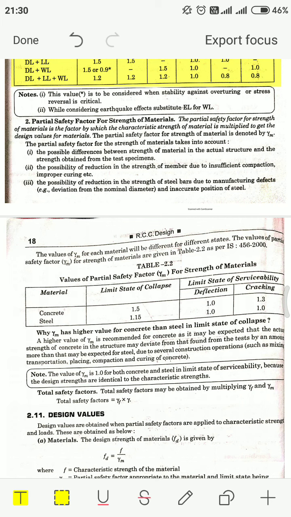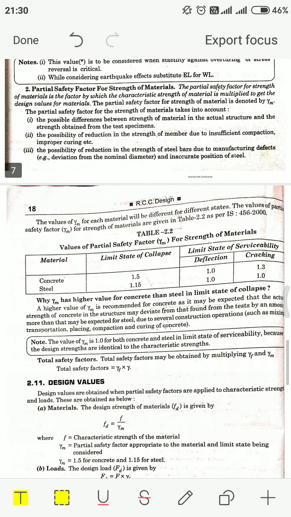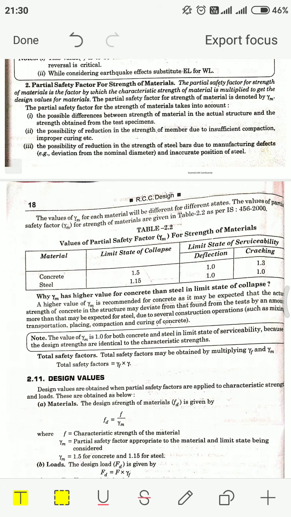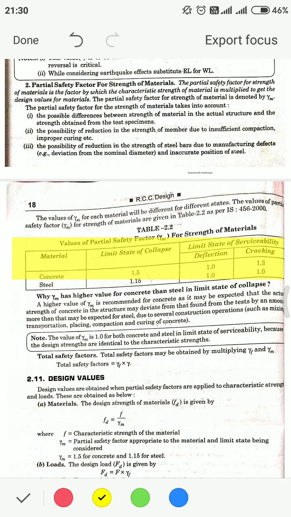The partial safety factor for the strength of the material takes into account the possible difference between the strength of the material in the actual structure and the strength obtained from the test specimens, the possibility of reduction in the strength of the member due to insufficient compaction, improper curing, etc., and the possibility of reduction in the strength of the steel bars due to manufacturing defects, for example deviation from the nominal diameter and inaccurate position of the steel. And here is the table of partial safety factors for the material.